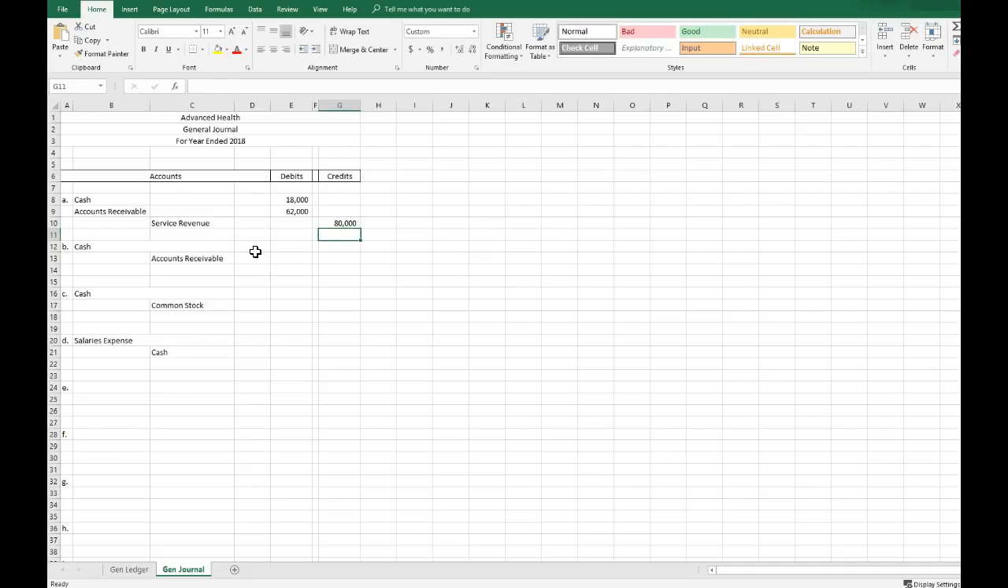What you have learned in your financial accounting course is that for each transaction, the debits and credits must balance. So the total debits must equal the total credits. So here we have $18,000 debit to cash, $62,000 debit to accounts receivable, and the total services we provided, $80,000. So these two total $80,000, and the credit is $80,000. Let's go ahead and do the next entry.